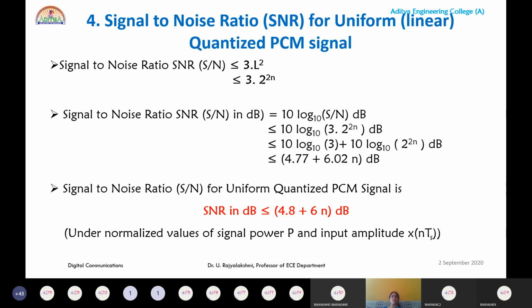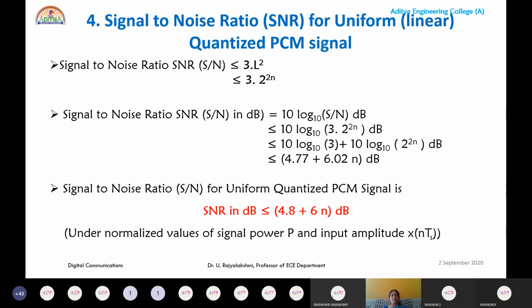for normalized input and normalized error. So what is the maximum value of SNR? 4.8 plus 6n, and it is always less than or equal to that particular value for normalized inputs. Like this type of questions you will get in an objective examination. So SNR in decibels is less than or equal to 4.8 plus 6.02n.